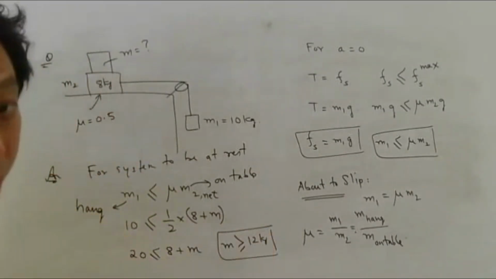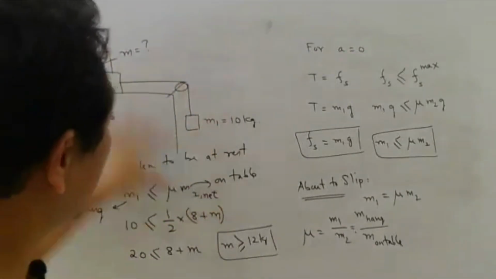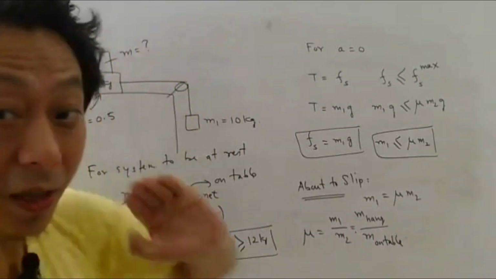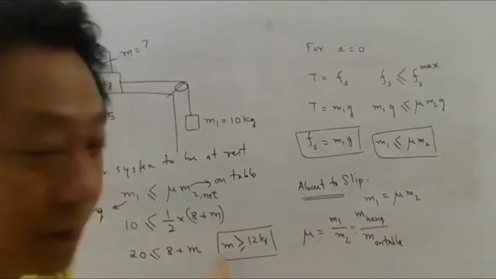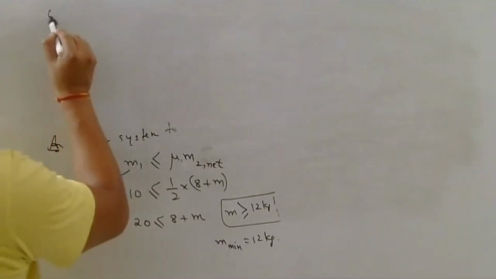So at the critical point, what should be the mass of this? 12 kg. But to keep the system at rest, what should be the mass of this? Actually more than 12 kg. But minimum you need 12 kg. Clear everyone? Keep writing. Next question.